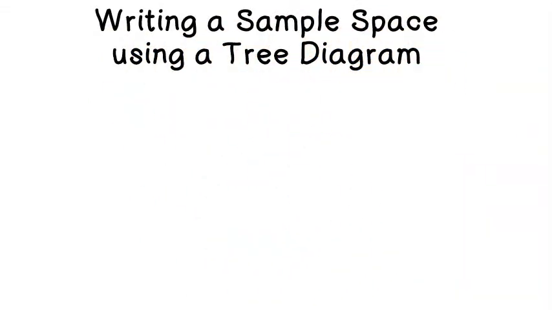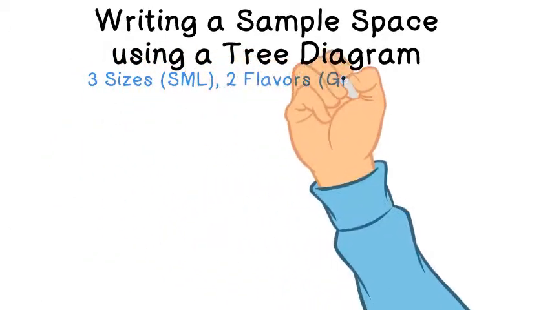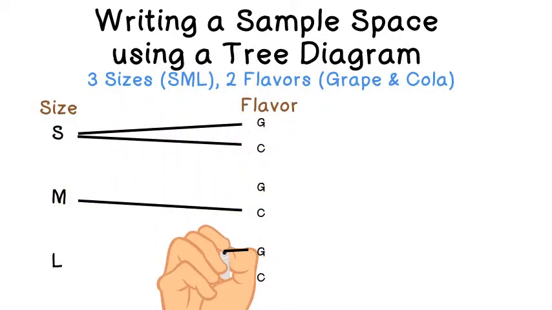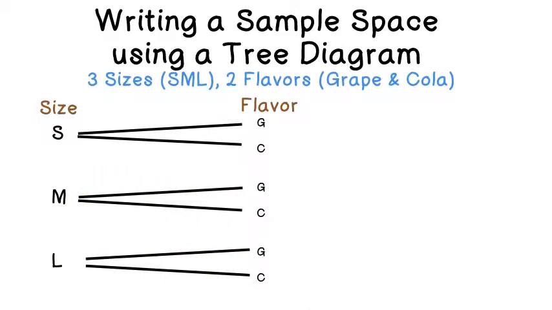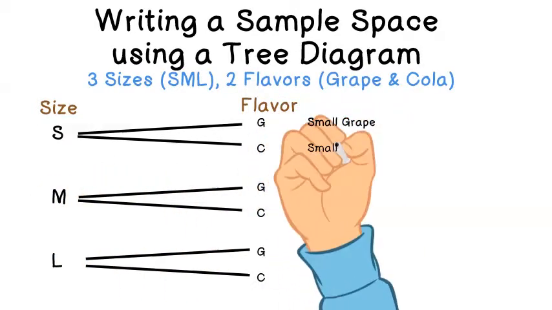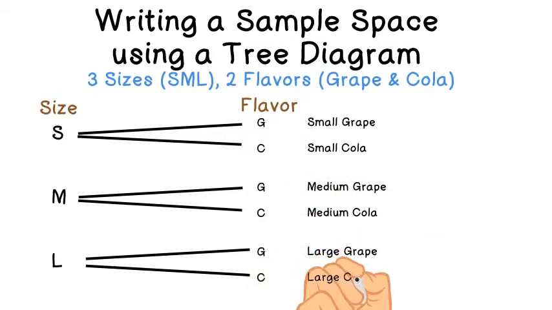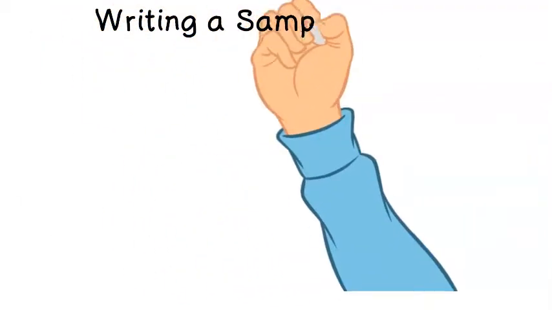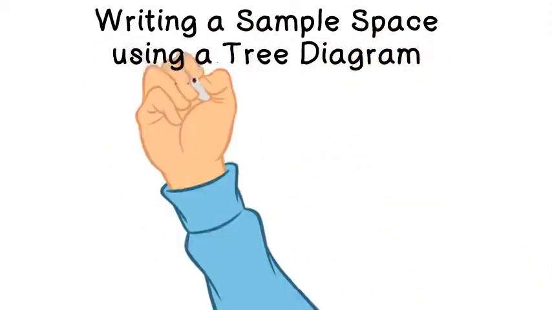When writing a sample space, you can use a tree diagram to make it easier. So here's an example of writing a sample space using a tree diagram for 3 sizes of sodas and 2 flavors. So we can have size small, medium, or large, and flavor being grape or cola. So I list the grape and cola flavor for each size, and then connect the size to the flavor, size to flavor. And I get a small grape, small cola, medium grape, medium cola, large grape, and large cola as my sample space.